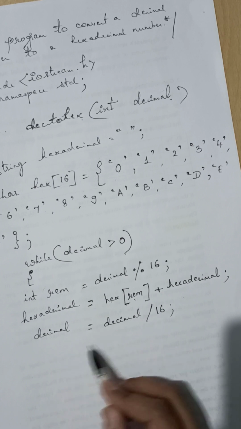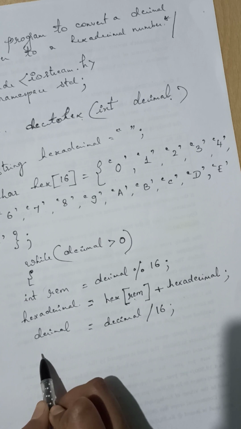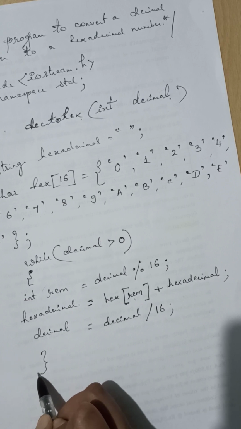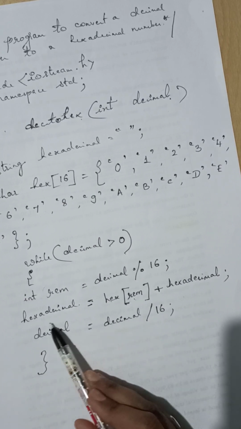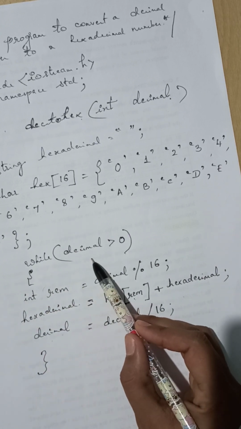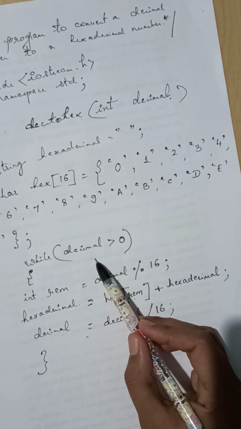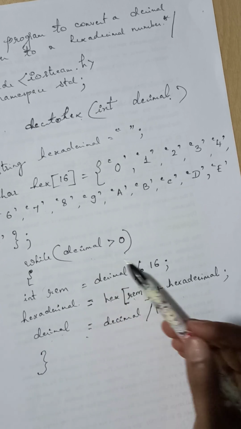Okay, so the loop should continue, isn't it? We will close this loop. The quotient will be stored in the decimal. So after the first iteration, the condition is checked. If the quotient is greater than 0, the loop continues. If the quotient is 0, the loop will stop, isn't it?